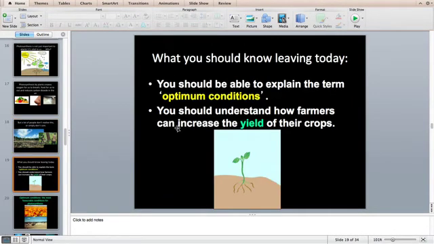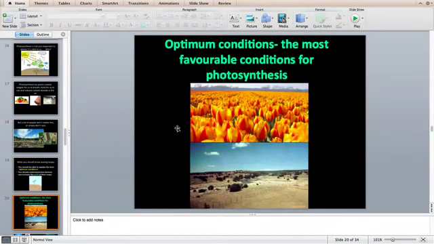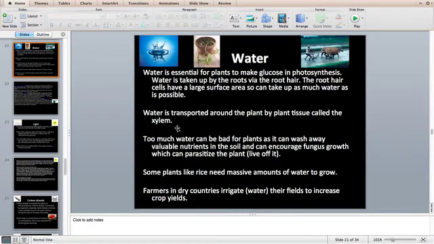Now, girls, you should understand the terms optimum conditions, and you should understand how farmers can use what they know about photosynthesis to increase the yield of their crops. So optimum conditions are the best conditions for a plant to grow under, okay? So that can vary for different plants. Now, I'm just going to go through these really quickly. You can pause the video and have a read of this if you want.